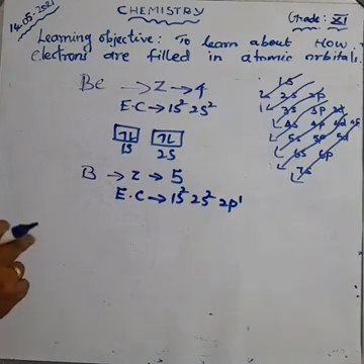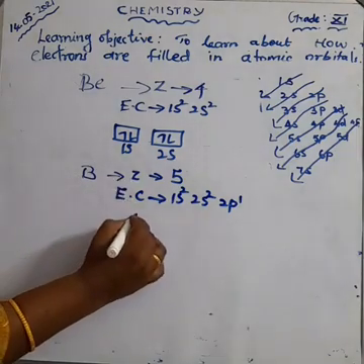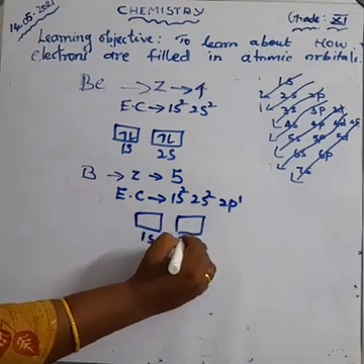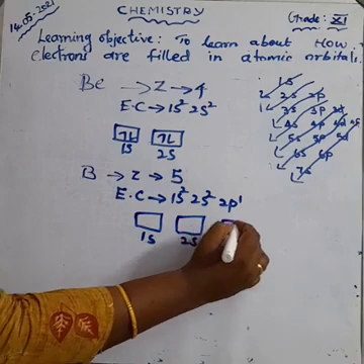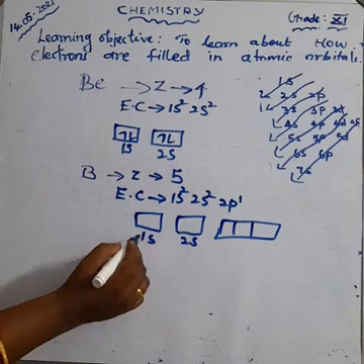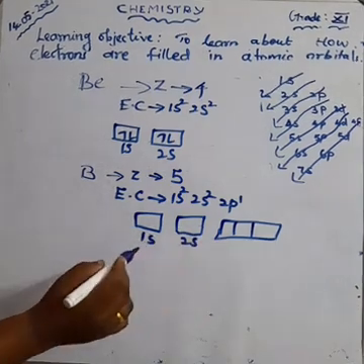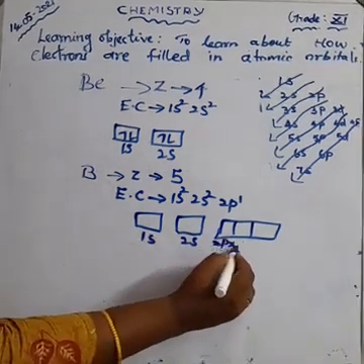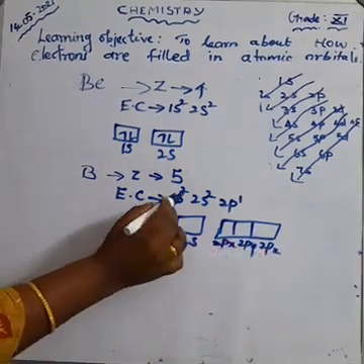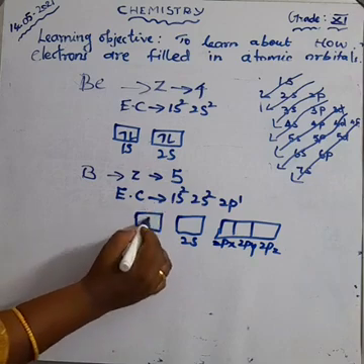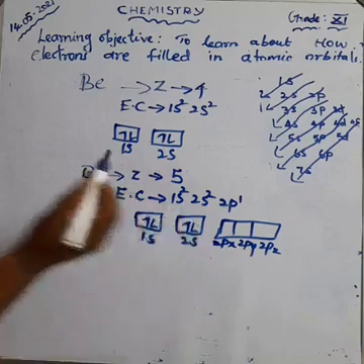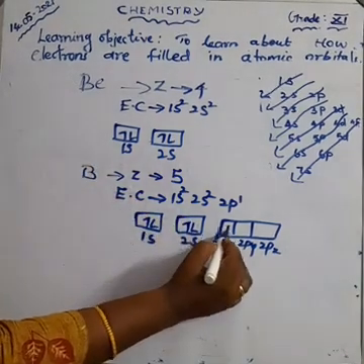How do you write the atomic orbital diagram? 1s orbital, 2s orbital, 2p orbital: 2px, 2py, 2pz. So 1s, how many electrons? 2 electrons are in the 1s orbital. 2s orbital, how many electrons? 2 electrons. And in the 2p orbital, only 1 electron.